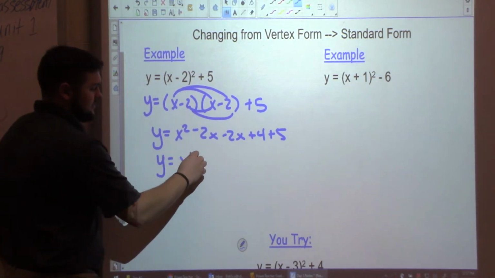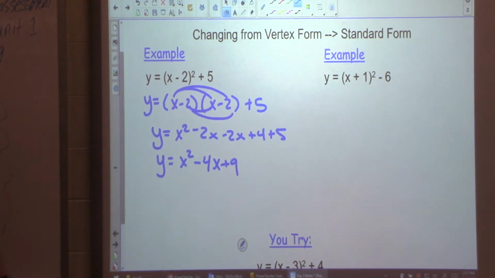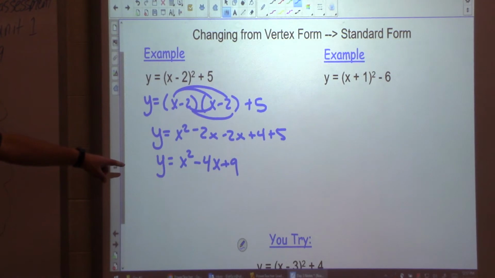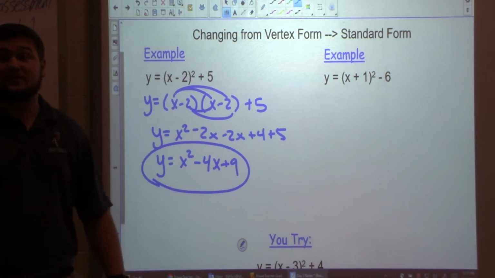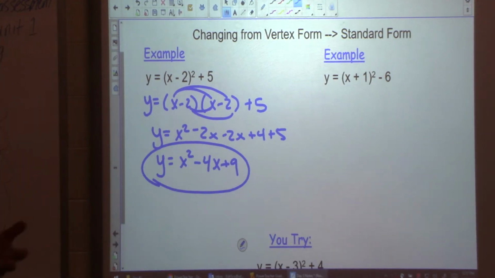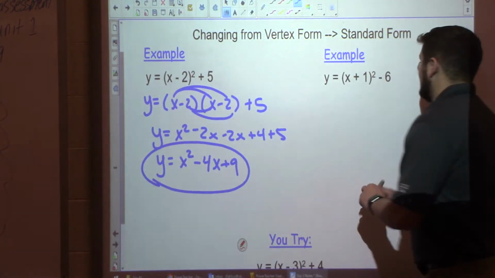Y equals x squared minus 4x plus 9. Well, hold on a minute. Look at that. Wait, what? That's standard form. Whoa, I'm done. That's all I had to do. That's literally all it was. You go from vertex to standard. FOIL and combine your like terms. Super easy. All right, let's try another one together.